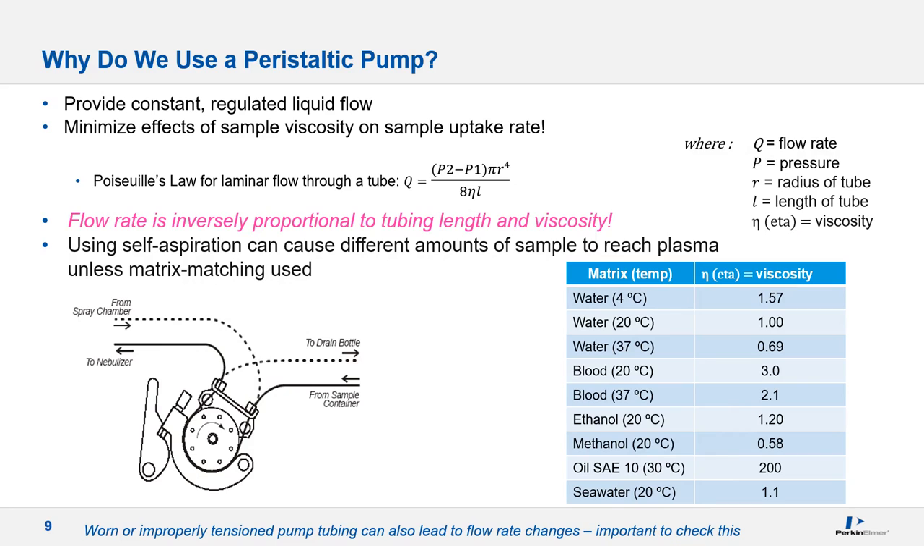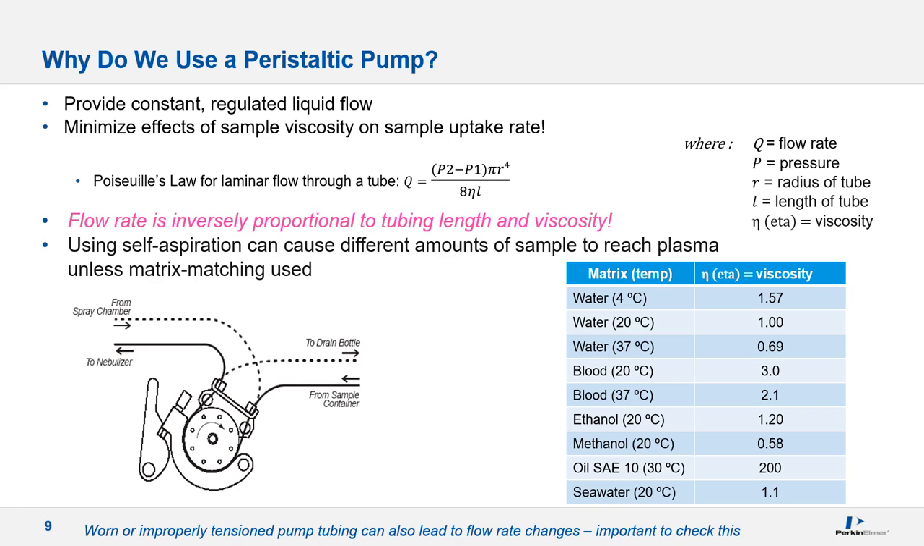A critical part of your ICP sample introduction system is the peristaltic pump. You may ask, why do we use a peristaltic pump in the first place? Although many of the nebulizers used in ICP are concentric nebulizers, such as a Meinhard or a C-spray, and will self-aspirate, the use of a peristaltic pump is to ensure a constant regulated flow of sample to the nebulizer. The use of a peristaltic pump will minimize any effect of sample viscosity on your sample uptake rate.